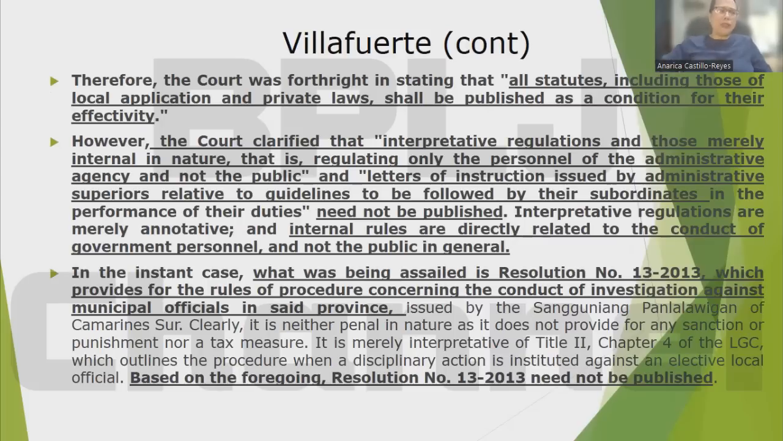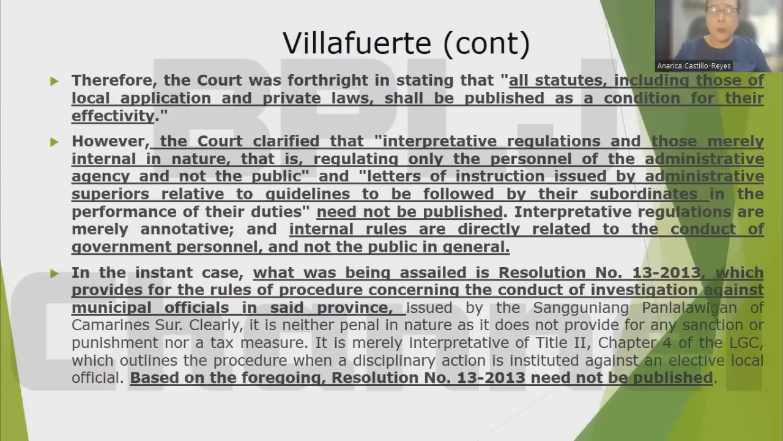effectivity. So it doesn't mean that if the law is not of general application, such as if it is effective only for a particular city, municipality, or province, you need not publish it. So the publication requirement is a must, whether the law is of a local or a national application. However, the court clarified that interpretative regulations and those merely internal in nature, that is regulating only the personnel of the administrative agency and not the public, and letters of instruction issued by administrative superiors relative to the guidelines to be followed by their subordinates need not be published.